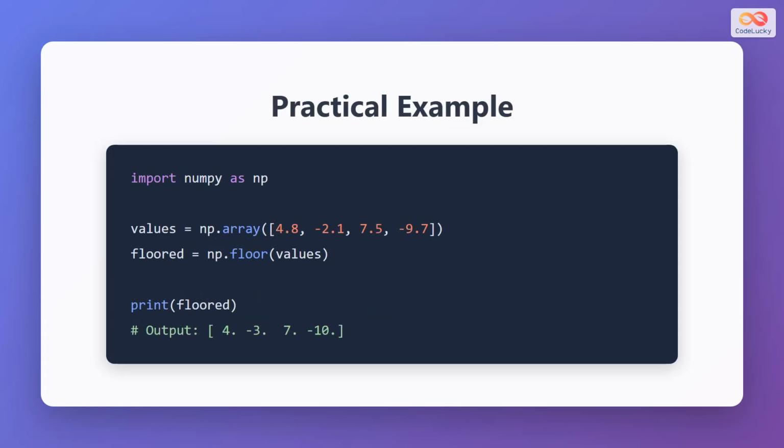Here's a complete working example. We create an array with 4 values: 4.8, negative 2.1, 7.5, and negative 9.7. When we apply np.floor, we get 4, negative 3, 7, and negative 10 respectively. Notice that the output is an array of floating point numbers, even though they represent integers.